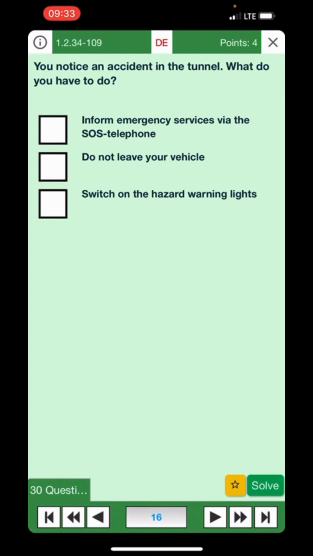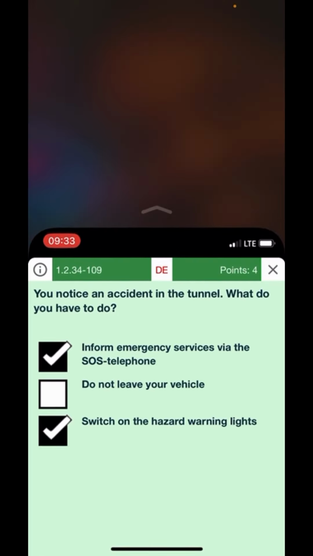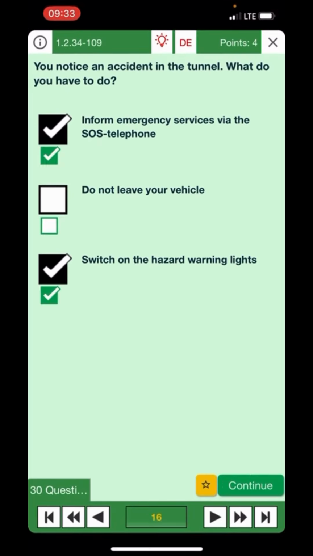Let's move on. You notice an accident in the tunnel. What do you have to do? Inform emergency services via SOS phone. Yes. Do not leave your vehicle. Switch on the hazard warning lights. You notice an accident, so you should leave the tunnel. Okay. Switch on the hazard warning lights as well. Solve. Yes.